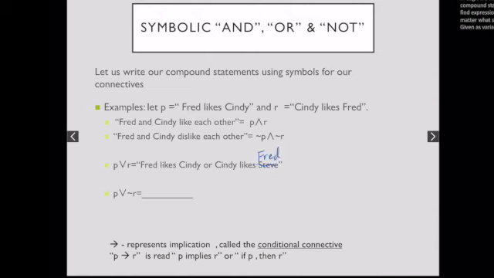This is supposed to be Fred. I don't know where Steve came from. So let's say I have P disjunction R. That's this right here. That's Fred likes Cindy or Cindy likes Fred. If I have P disjunction not R, I have Fred likes Cindy or Cindy dislikes Fred. That's how I could write this out in words.